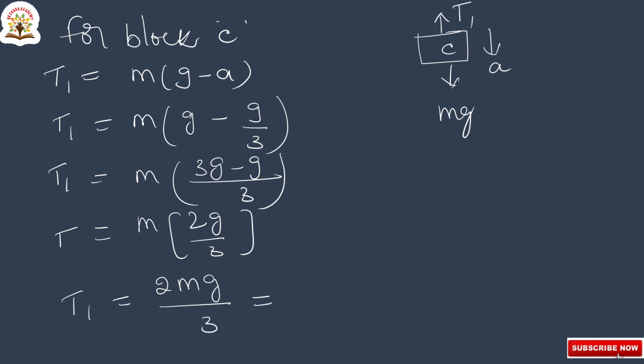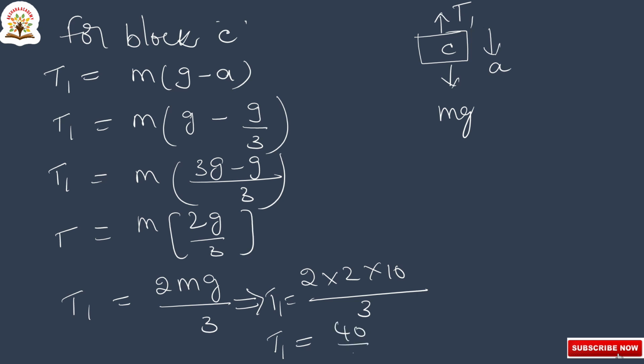Now substituting values, 2 into m, nothing but 2. Therefore T1 is equal to 2 into 10 by 3. 2 2s are 4, 4 10s are 40. So T1 is equal to 40 by 3 newtons. This is the final answer. Okay. Next we will go to the next question.